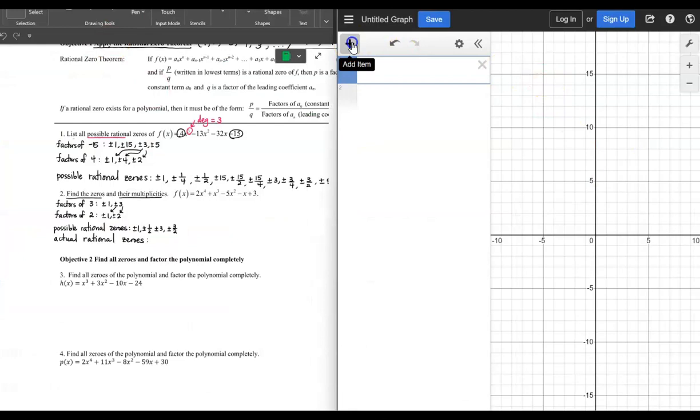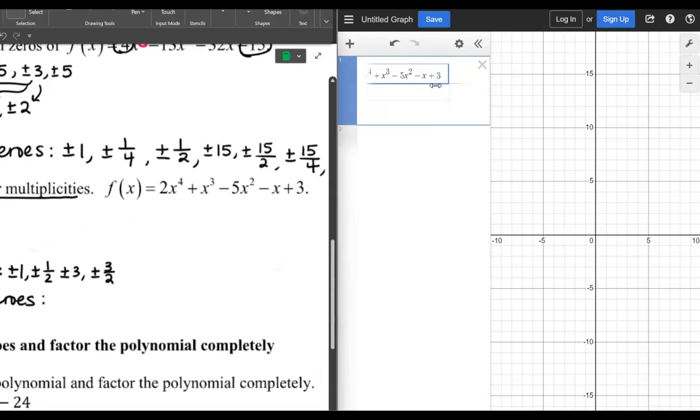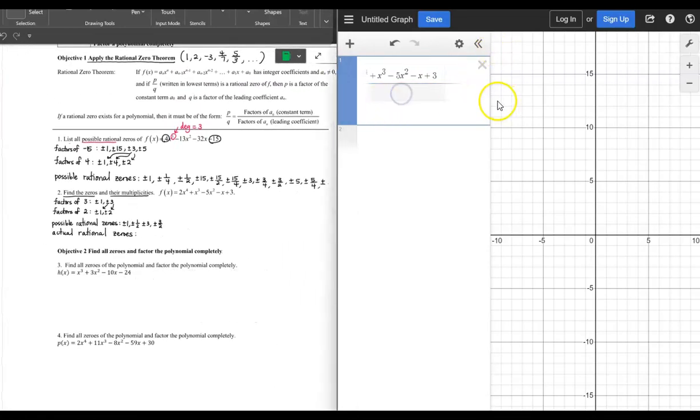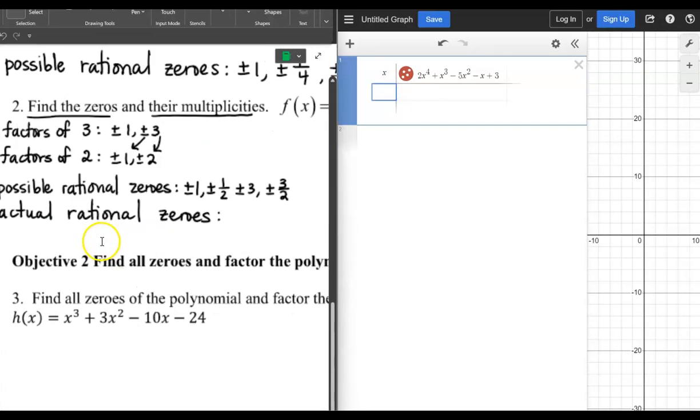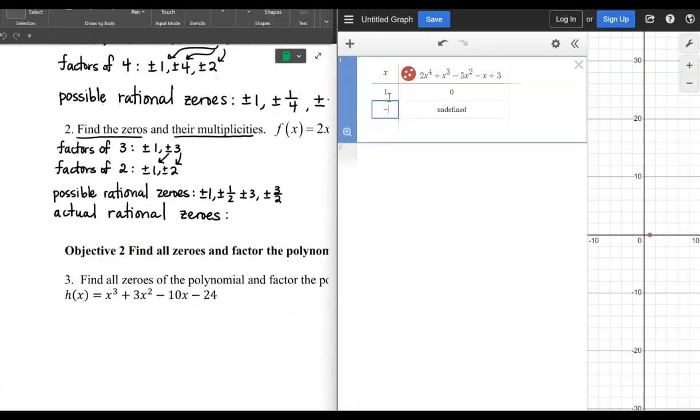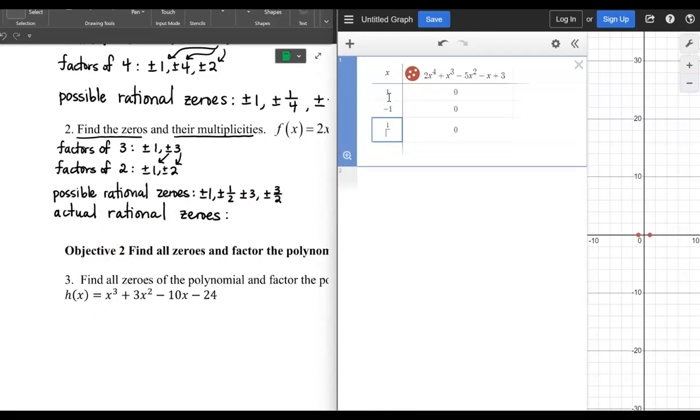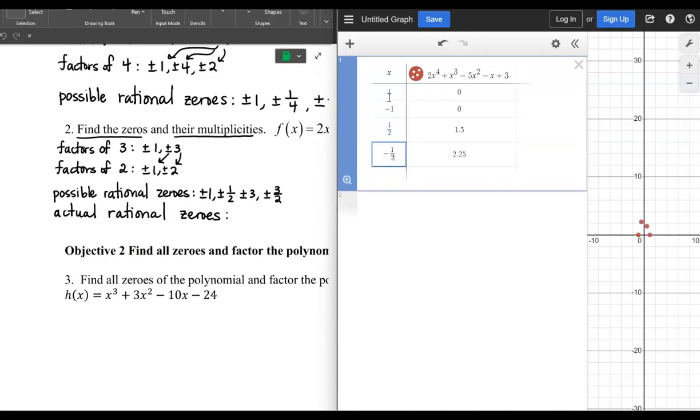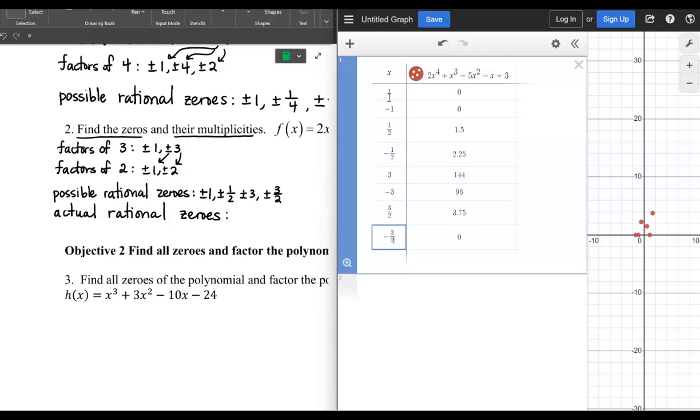I've opened up Desmos. I'm going to click on this plus sign to add a table in. I'm going to simplify this left column and just make it x. And then what I want to plug into is the function 2x to the 4th plus x to the 3rd minus 5x squared minus x plus 3. That's just our function that we were working with from example 2. And then the numbers that we want to plug in are the numbers in our list of possible rational zeros. So those numbers are 1, negative 1, 1/2, negative 1/2, 3, negative 3, 3/2, and negative 3/2.